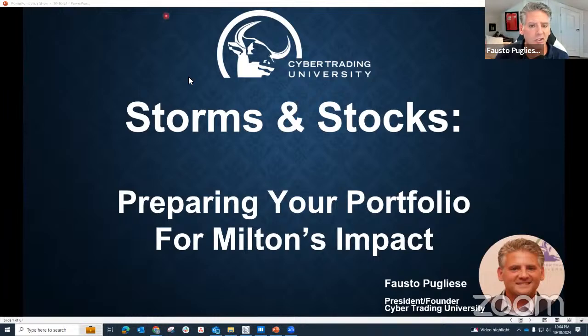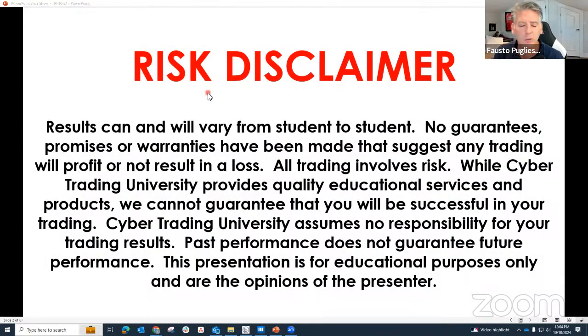Now, let me just change the slide here really quick. Before we continue, a real quick little risk disclaimer. I'm not making any guarantees or promises that it works for everyone. This works case by case, student by student. There is a very high risk in trading, so please be very smart before you go out there and trade, because you could lose, if not all your money, in doing it.